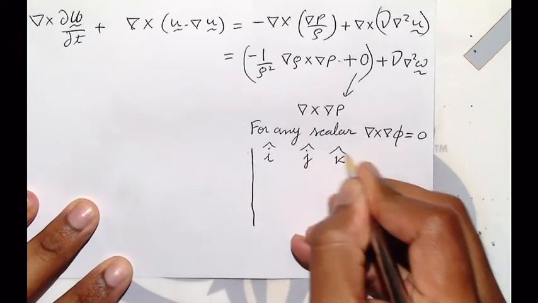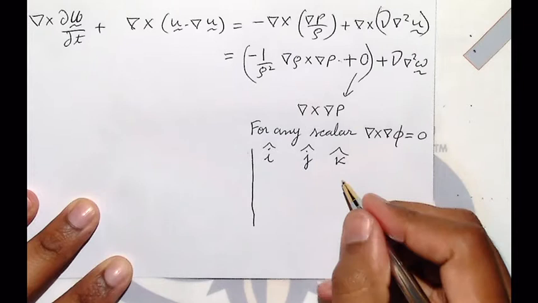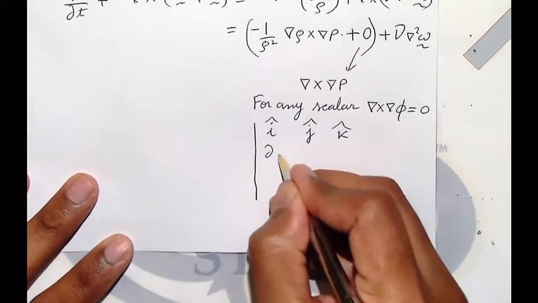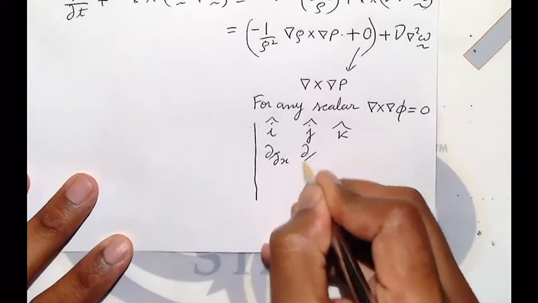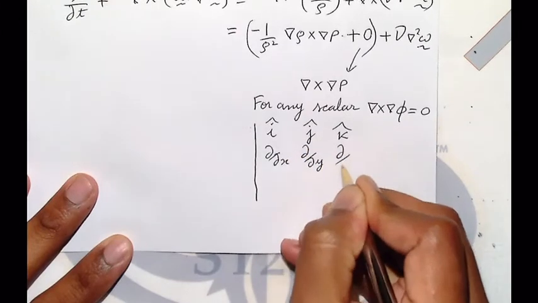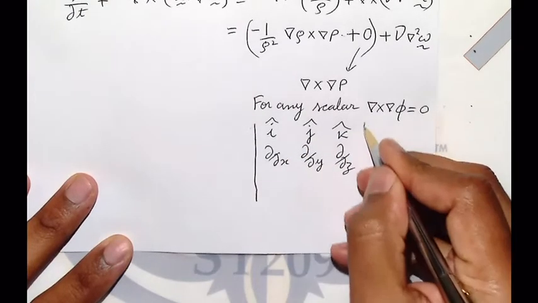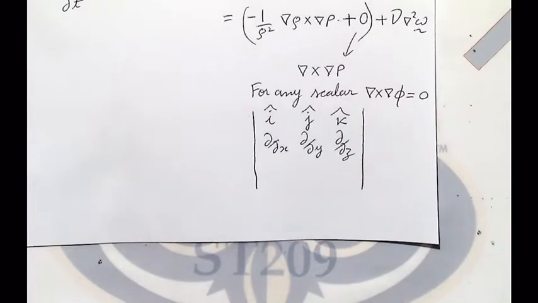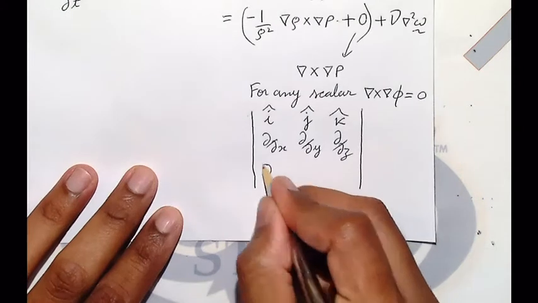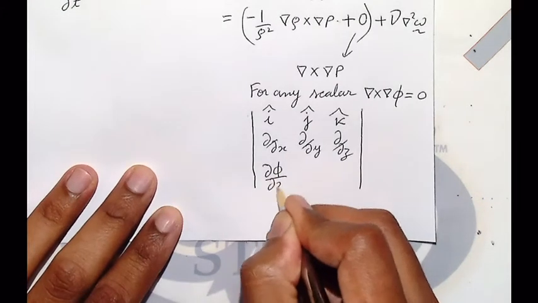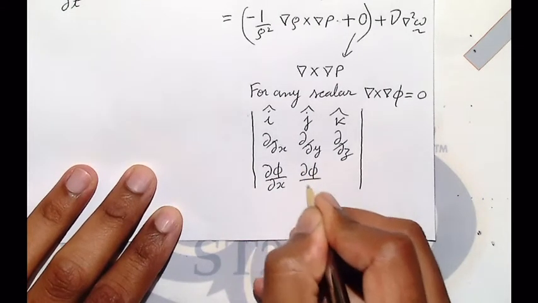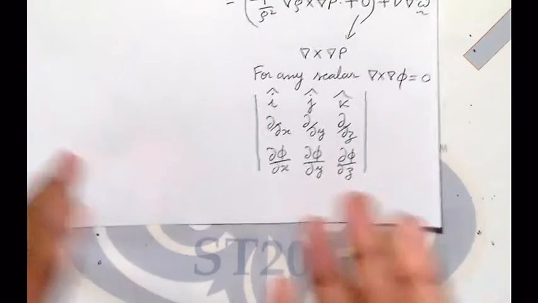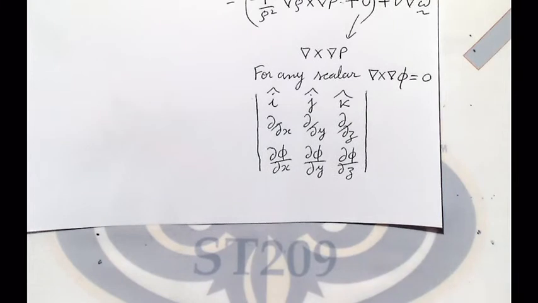Phi, j, k, what goes here? Partial over partial x, partial over partial y, partial over partial z, or del phi by del x. And again, phi is any scalar, the pressure, temperature.